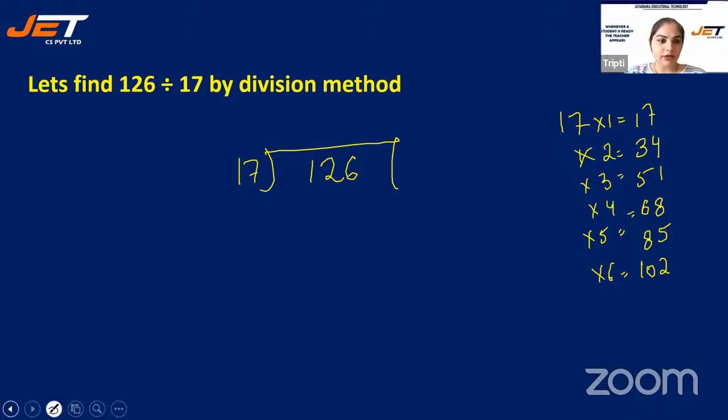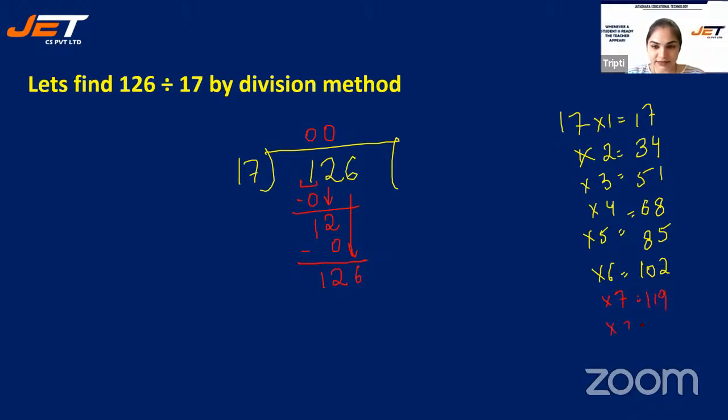Okay. Now, let's see it here. Do you see 1 in the table of 17? No. 17 times 0 is 0. Subtract. Bring down 2. Do you see 12 in the table of 17? No. 17 times 0 is 0. Bring down 6. Oh, I have to write after that also. 17 times 7 is 119. 17 times 8 is 136.